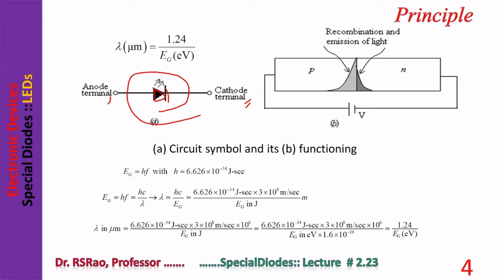LED is operated always under forward biased condition. There is a relation between wavelength of the radiation and band gap energy. This is a standard relation. Wavelength in micrometers of the emission is equal to 1.24 by band gap energy in electron volts.